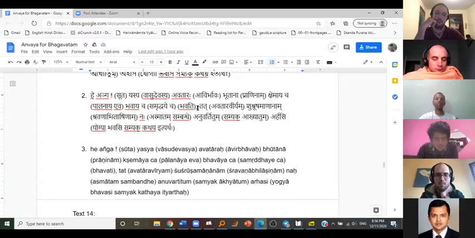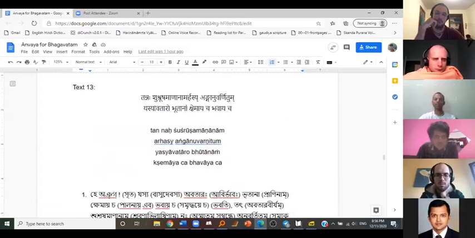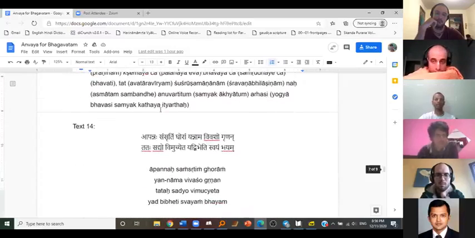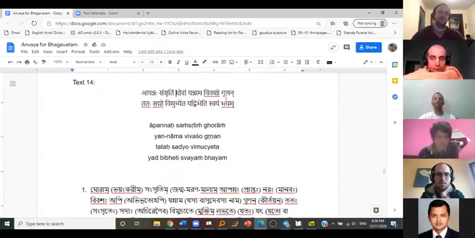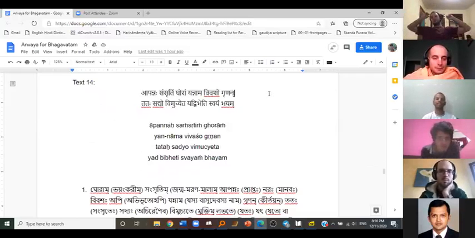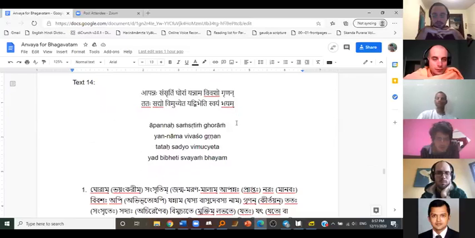So this is text 13. This is my favorite verse again. Apannah samsritim ghoram yannama vivasho grinan. Tatah sadyo vimuchyeta yad bibheti swayam bhayam.